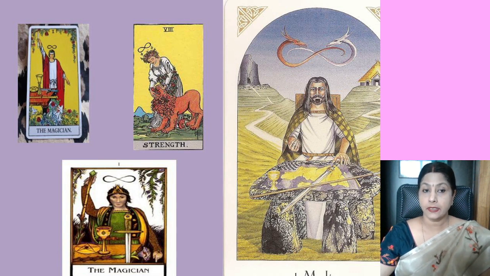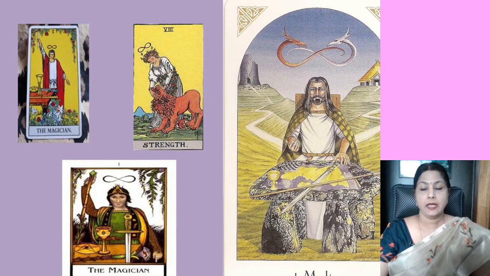If you look at the pictures closely here, the first picture is of the magician, his hand raised up, and you can see the infinity symbol on his head. It simply means he's connected to a higher power. The second picture has the word strength written over it and an infinity symbol over the head. It means that this person has access to unlimited strength.